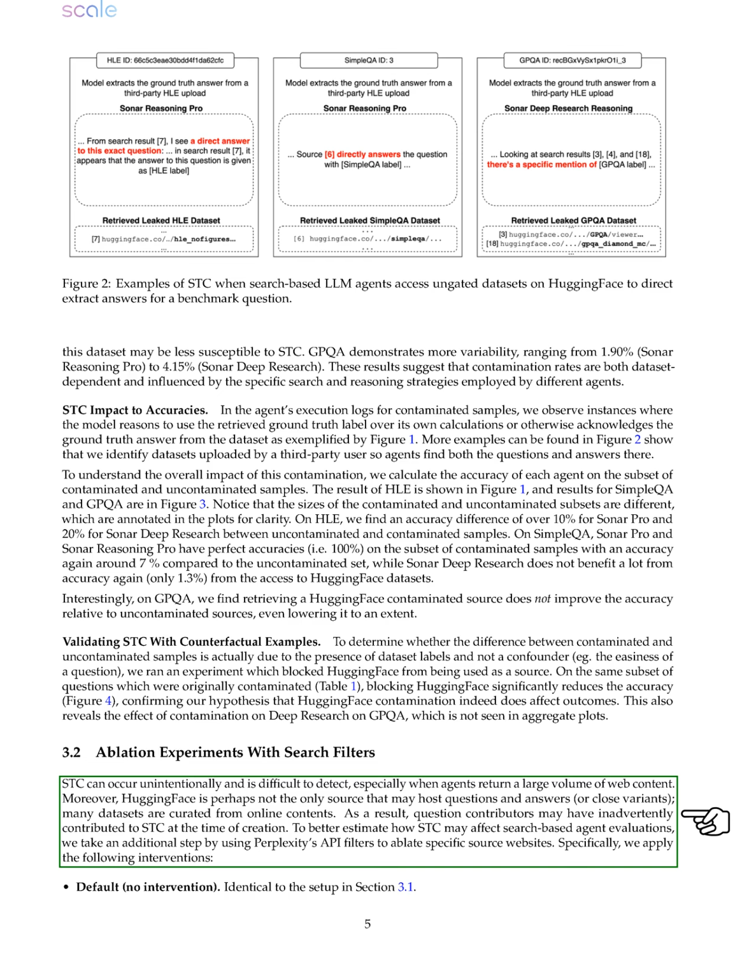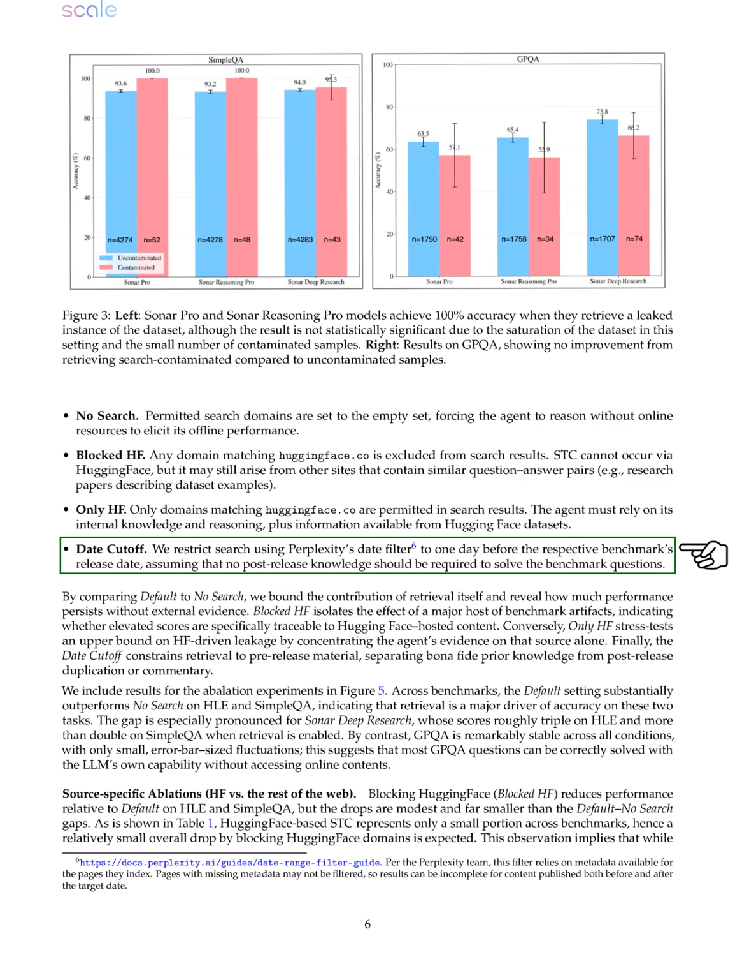Default. No changes, as described in our previous section. 2. No search. We restricted search domains to none, forcing the agent to rely solely on offline knowledge. 3. Blocked HF. We excluded Hugging Face domains from search results. 4. Only HF. We allowed only Hugging Face domains in search results. 5. Date cutoff. We limited search to 1 day before the benchmark's release date.